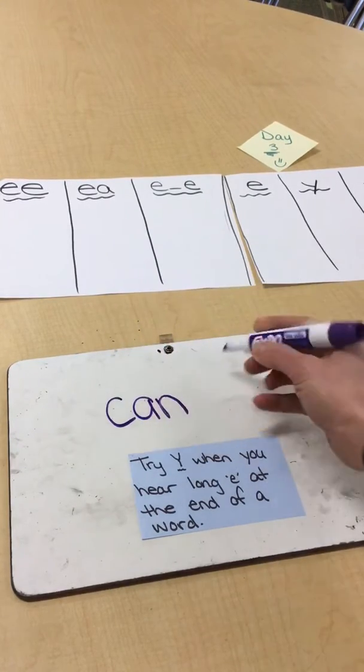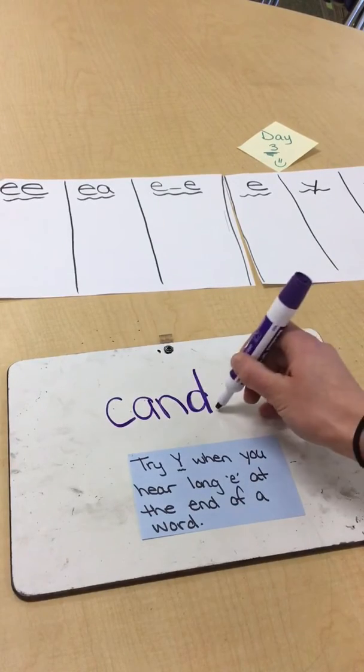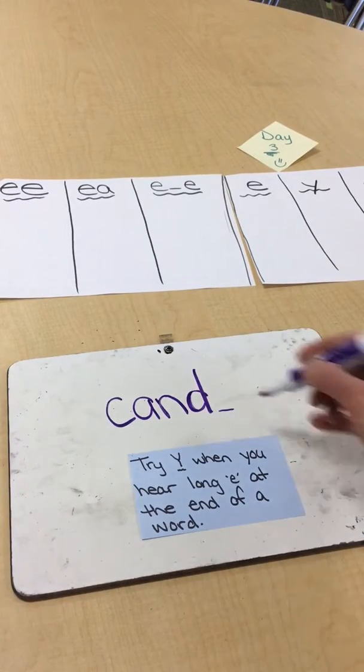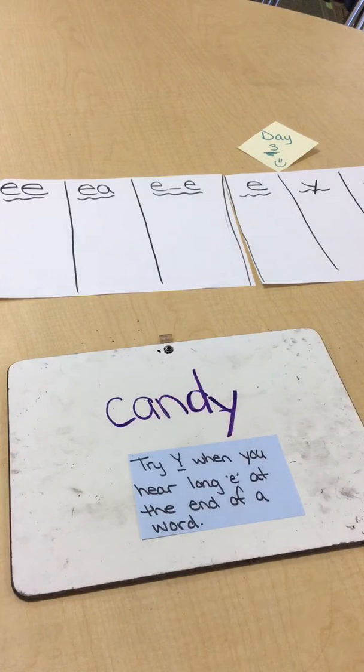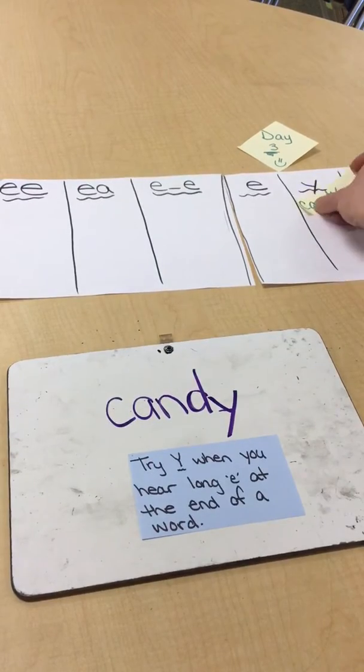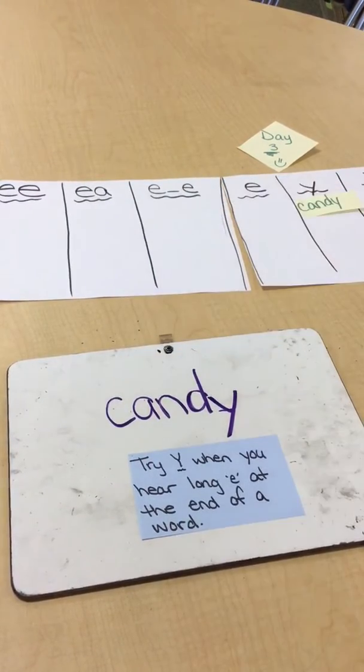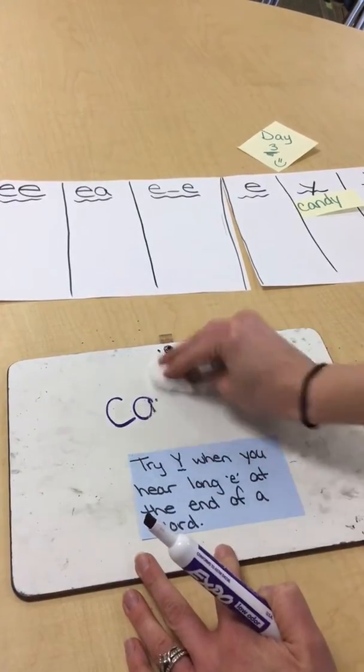I hear the E sound here, it's at the end, so I'm going to write a Y. Candy. I check it. That's how I would see it in a book. So I am going to add the word candy to my column with just a Y. It was at the end of a word, so I wrote it with just a Y.